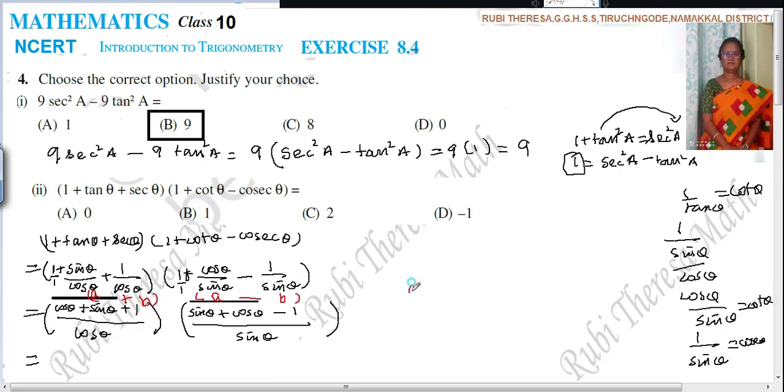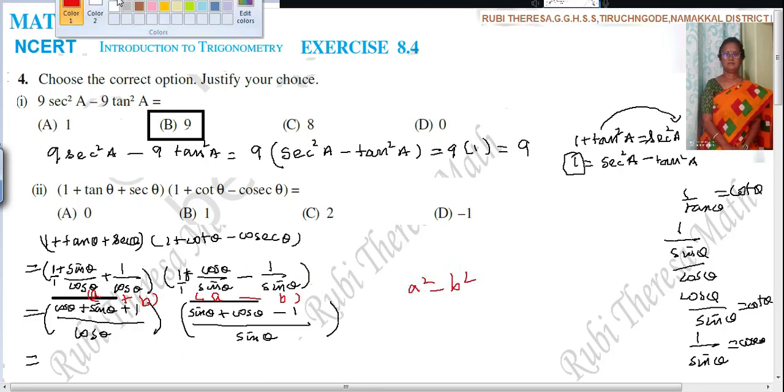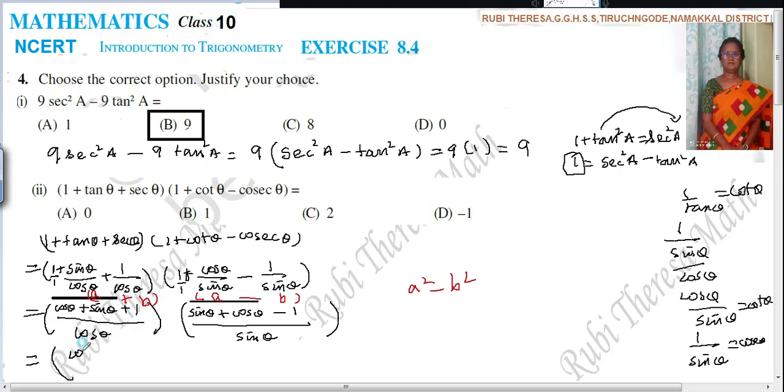That is nothing but what? A squared minus B squared. Understand? A squared minus B squared. So what is A squared here? Cos theta plus sin theta the whole square. That is A squared. Minus B squared is what? 1 square. 1 square is nothing but 1, isn't it? Divided by cos theta into sin theta. Isn't it?